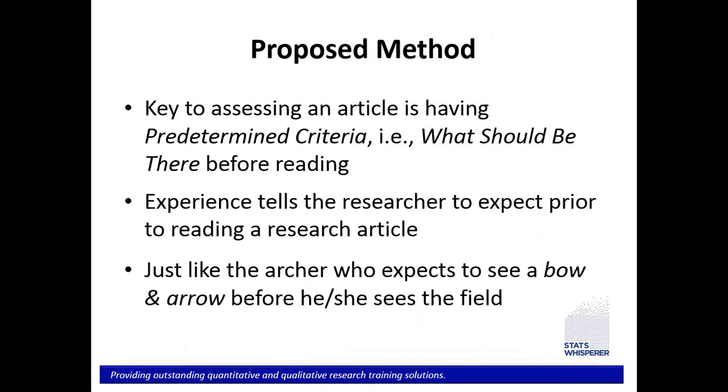So that's the key in assessing our article: our predetermined criteria, what should be there before we read it. So just like the archer who expects to see a bow and arrow, even before he or she sees the field, experience tells the researcher, specifically the researcher that knows the 7 steps, what to expect prior to reading the research article.